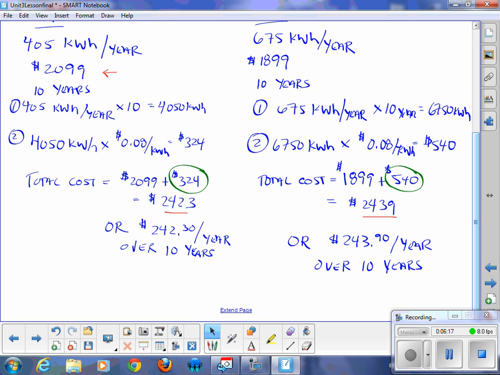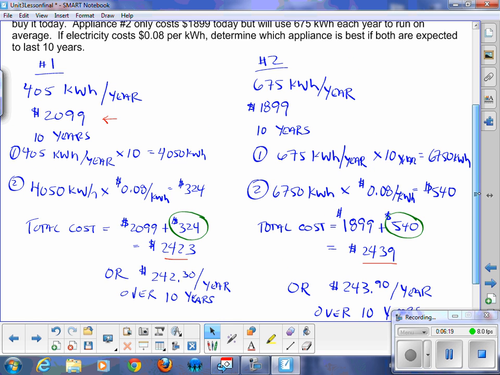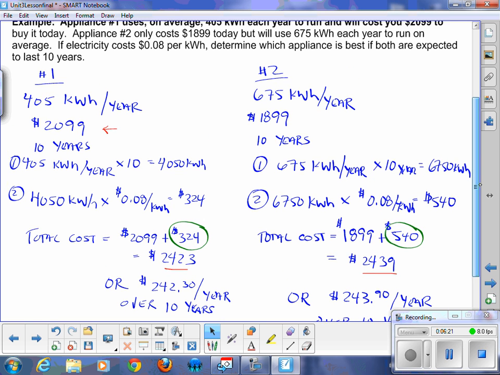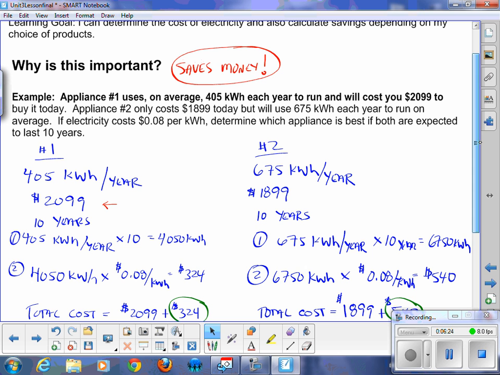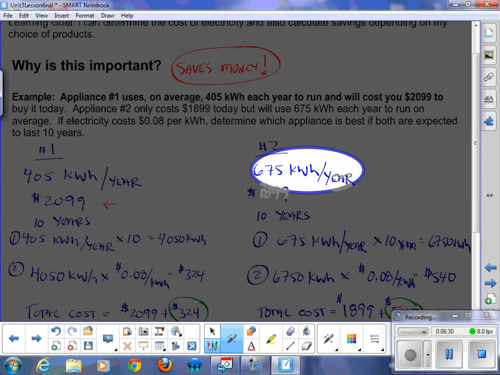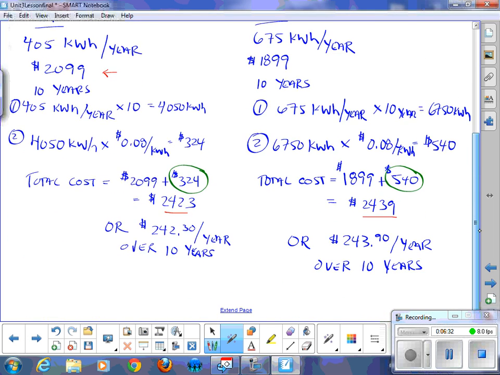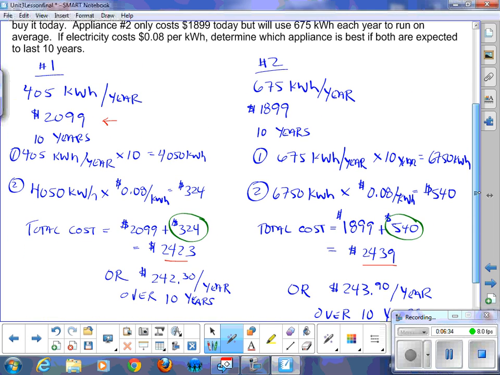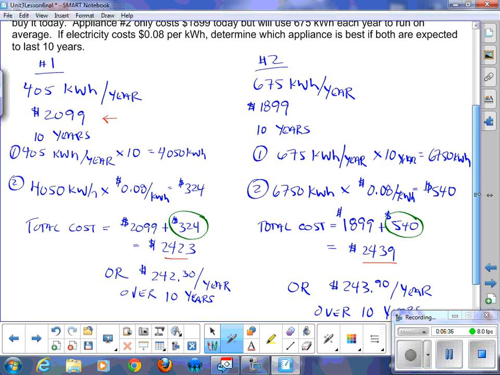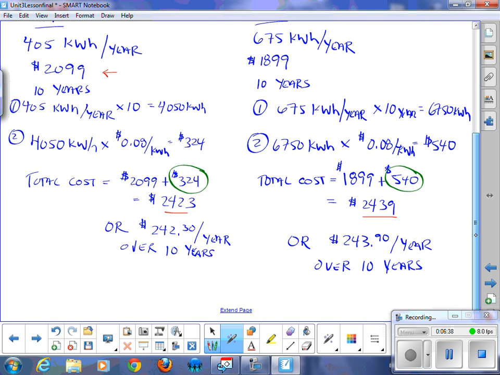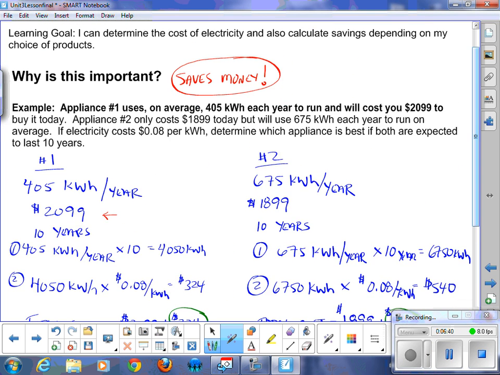Does it work out this way always? Absolutely not. This is an example just to show you. Most people think, well, because he's got the other one with such a high kilowatt hour use up here, this is probably going to cost me more. Not always true. Sometimes if you can get appliance number 2 a lot cheaper than appliance 1, then paying that extra electrical cost is not so challenging or so difficult.